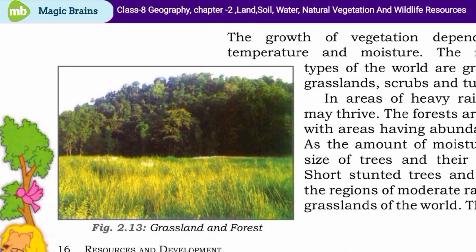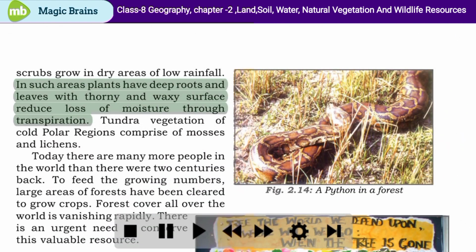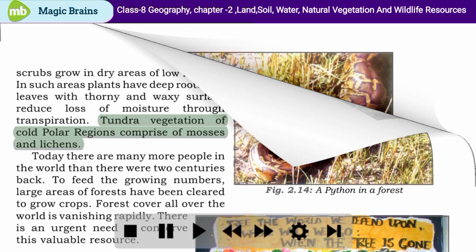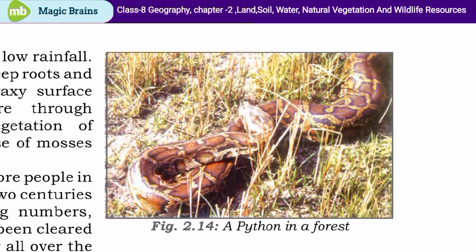At the bottom left side, there is figure number 2.13, which shows grassland and forest. In such areas, plants have deep roots and leaves with thorny and waxy surface to reduce loss of moisture through transpiration. Tundra vegetation of cold polar regions comprises mosses and lichens. On the right side, there is figure 2.14, which shows a python in a forest.